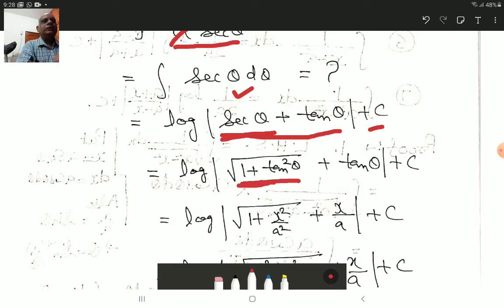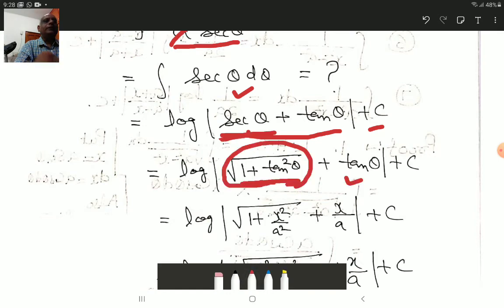So you see, this whole thing is nothing but sec theta. 1 plus tan square theta is sec square theta, and its square root is sec theta. Plus tan theta is already there. So let us feed the value of tan theta, that was x by a.